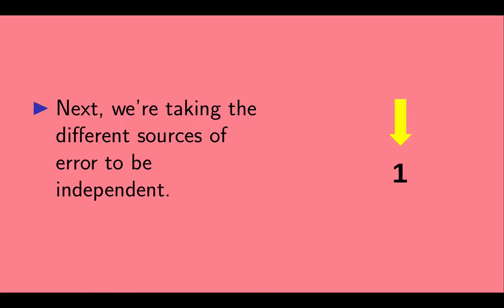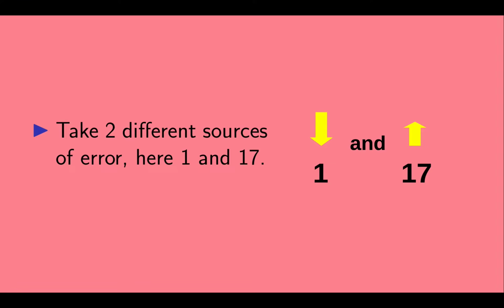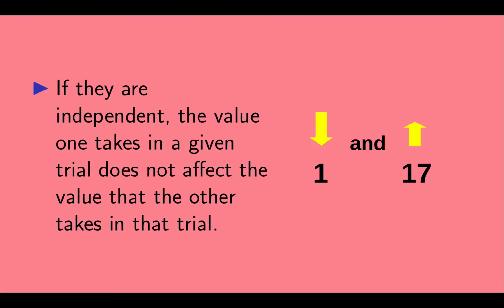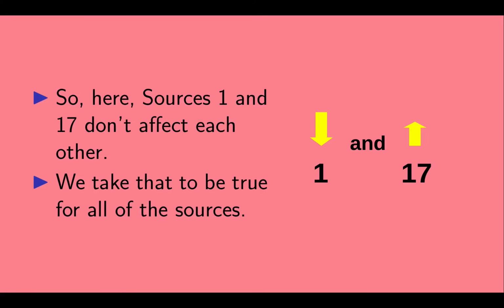Next, we're taking all of the different sources of error to be independent of each other. So take two different sources of error. For example, here, sources 1 and 17. If they are independent, the value that one takes in a given trial does not affect the value that the other takes in that trial. So here, sources 1 and 17 don't affect each other. We take that to be true for all of the sources of error.